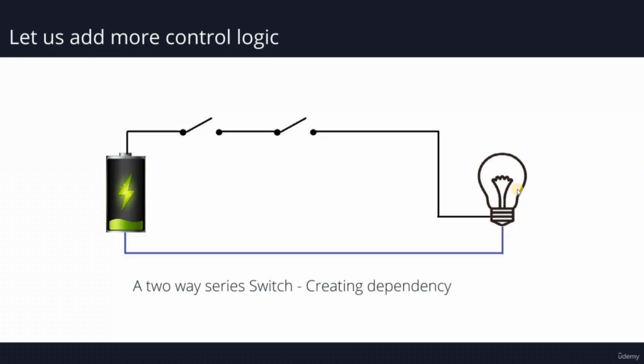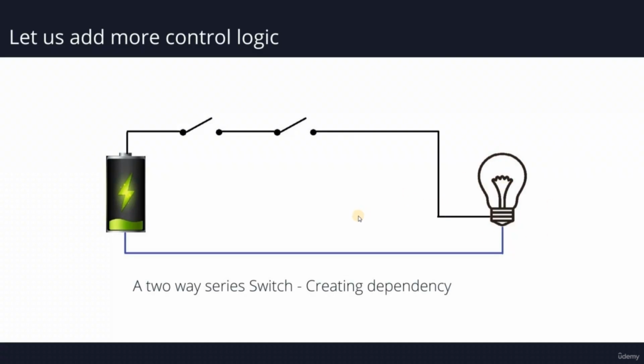Now let us complicate this circuit a little bit. Let us have two switches that will try to control this bulb. Now, this is a two-way series switch. Why do we call it series? Because both switches right here are consecutive to each other. So, by closing one switch, the circuit is still open and I won't be able to light the bulb.